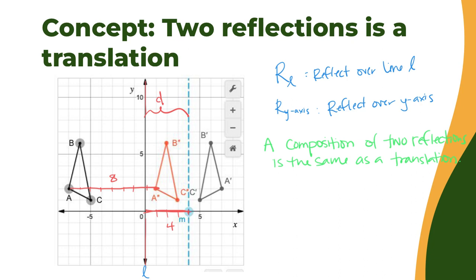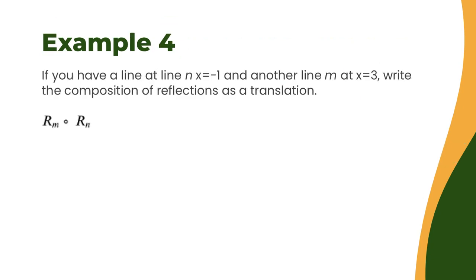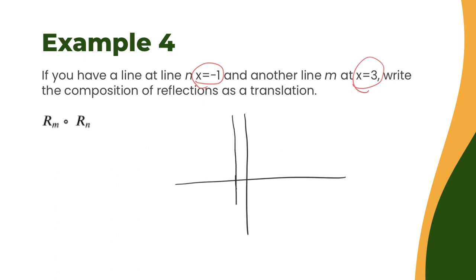Let me show you how you're going to use that information. For example, I've told you here that you have a line n at x equals -1 and a line m at x equals 3. So I'll draw pictures so you guys can see what that means. Remember, when it says just x equals something, that's a vertical line. So I have a vertical line at -1, and I have a vertical line at 1, 2, 3.